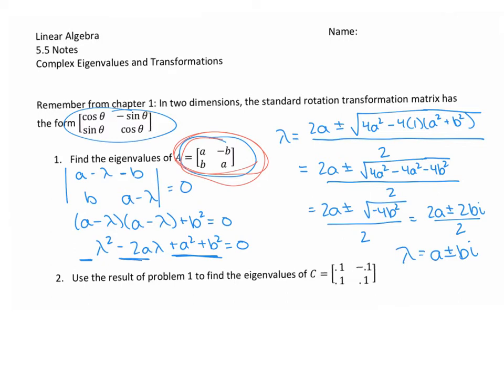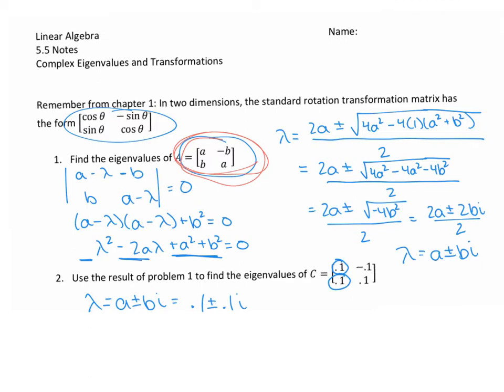So we get to take a very nice shortcut on the next problem. We see that it's in the same form. Here we have 0.1, negative 0.1, 0.1, 0.1. So we have a is 0.1. So a is the number in this spot. b is the number in this spot. So if we know that lambda is going to be a plus or minus bi, we know that for this problem, it's going to be 0.1 plus or minus 0.1i. And that's all we have to do.